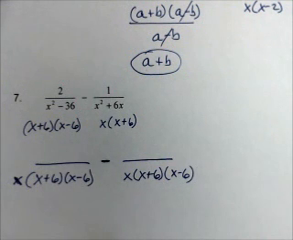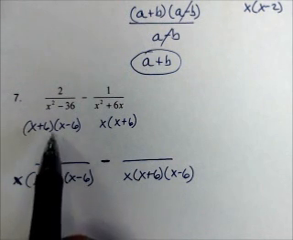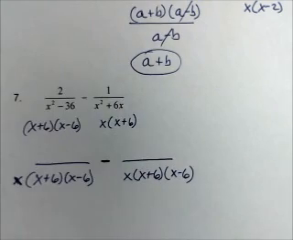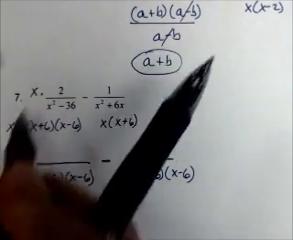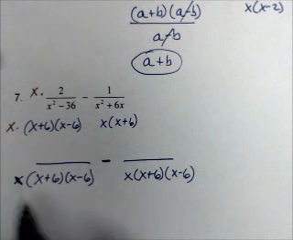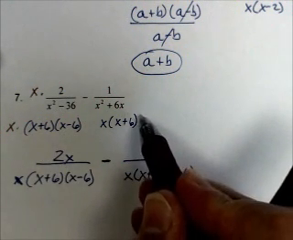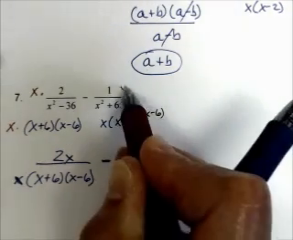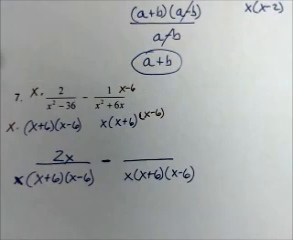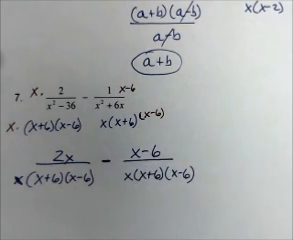Okay, so we want to write equivalent fractions with denominators of x times x plus 6 times x minus 6. What's missing here, we need an x. We multiply the denominator by x, do the same to the numerator. So this is 2x. Multiply by x minus 6 is what's missing. So our numerator here is x minus 6.